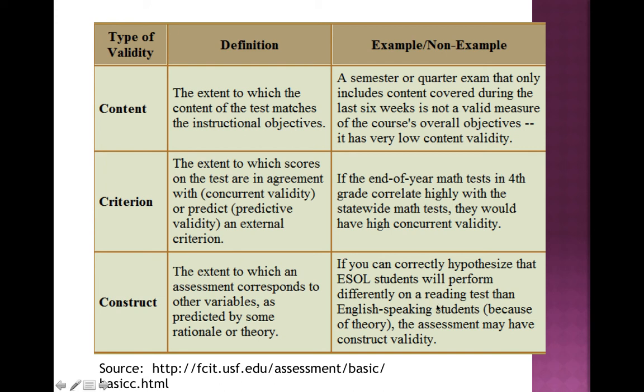The other one is construct validity, and that means the extent to which it corresponds with other variables that are theoretical. So this is more of a theoretical thing. The example here is if you have English as a second language students, you can hypothesize that they're not going to perform the same as people that are English speaking originally. So that's looking at construct validity.